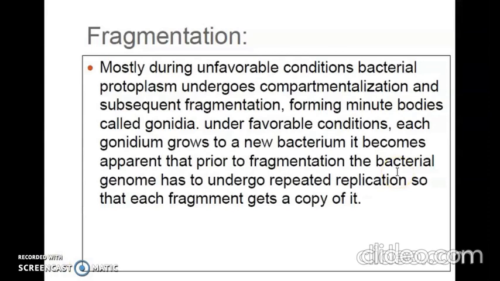Another type of vegetative reproduction in bacteria is by fragmentation, and it occurs during unfavorable conditions. Bacterial protoplasm here undergoes compartmentalization and subsequent fragmentation, forming minute bodies called gonidia. Under favorable conditions, each gonidium grows into a new bacterium, and it becomes apparent that prior to fragmentation, the bacterial genome has to undergo repeated replication so that each fragment gets a copy.